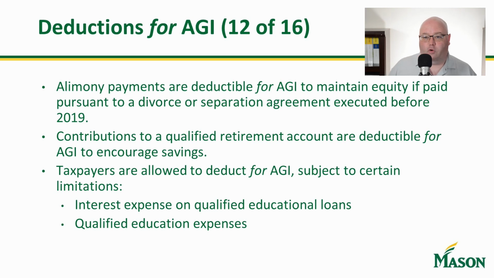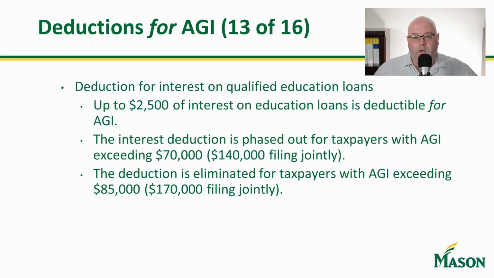Taxpayers are allowed to deduct for AGI certain items subject to limitations: interest for qualified education loans and qualified education expenses. This always kind of blew my mind because, if you take out these massive loans in order to go to college and become a doctor, I think you should be able to take the deduction regardless of your income. But that's just me. Again, if I was made the tax god for a day, one thing I would probably change. But it is subject to certain AGI limits that you have to deal with. So for the deduction on qualified loans, these are the limits. It's up to $2,500, and then it's subject to these income limits. You have to figure that out.